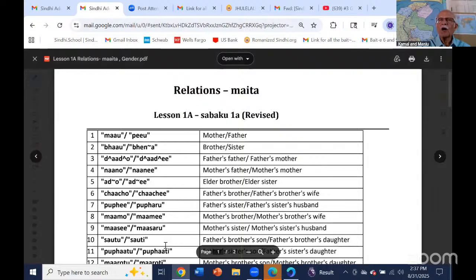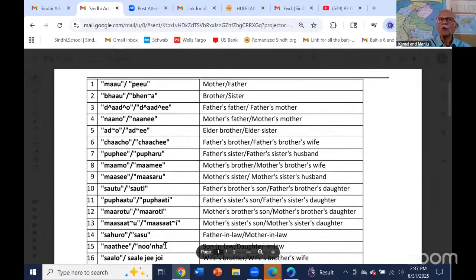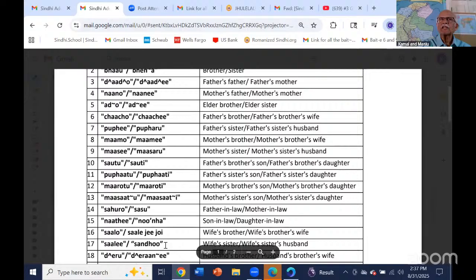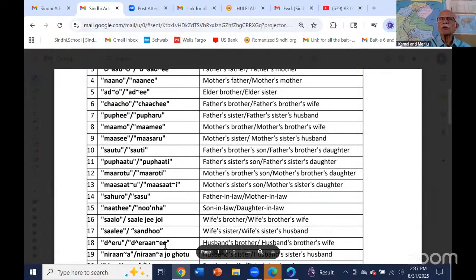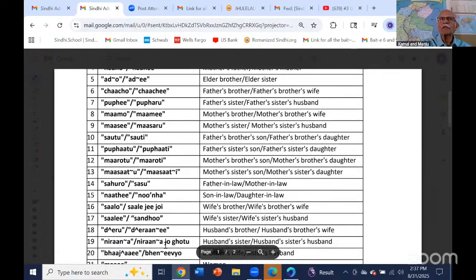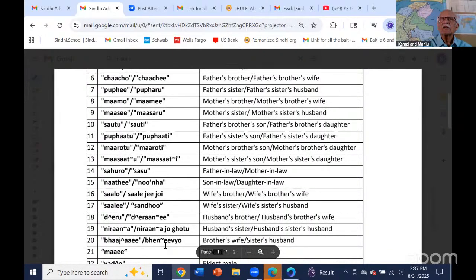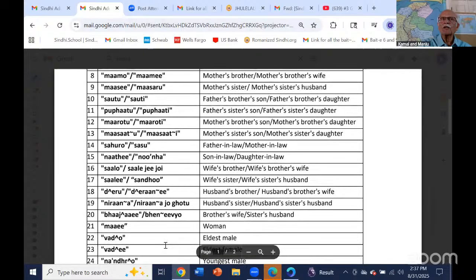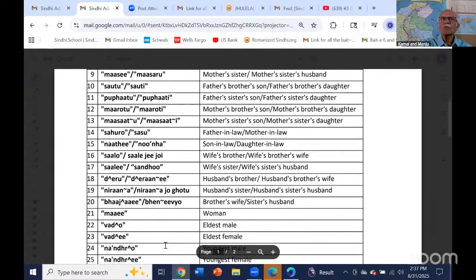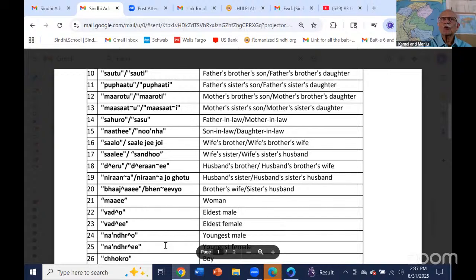Ma, Pi, Bha, Bhen, Dado, Dadi, Nano, Nani, Addo, Adi, Chacho, Chachi, Puphi, Pufar, Mamo, Mami, Masi, Masar, Sort, Sort, Pufat, Pufat, Marot, Marot, Masat, Masat, Sauro, Sas, Nati, Nua, Salo, Sali, Sandu, Deru, Derani, Nirana, Yogot, Bhajai, Bhenivyo.